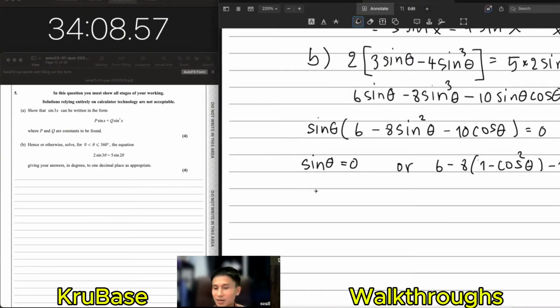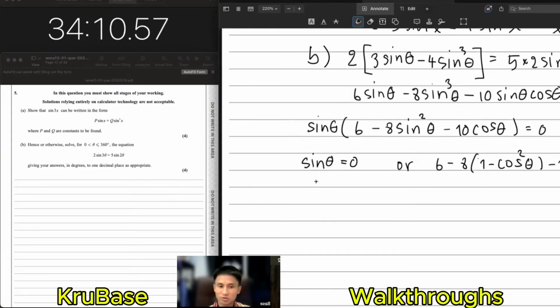Okay, let's deal with the sine theta being 0 first. You should at least know that sine theta being 0 would mean theta is 0 or 360 or 180. So we get quite some angles here. So theta is 0, but 0 is not allowed in the domain, so we don't take that. We take 180. Yeah, that's allowed. And another one, 360. You can check by the calculator, right? So we get some answers for that.